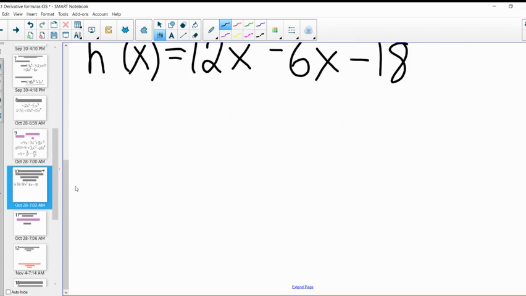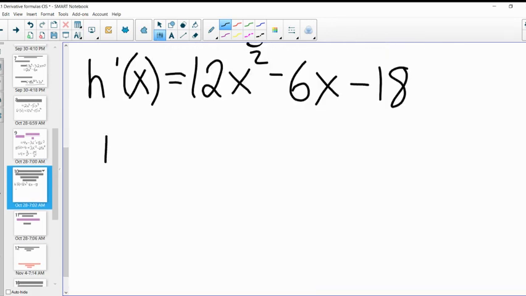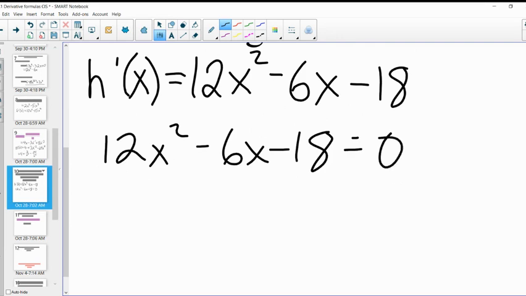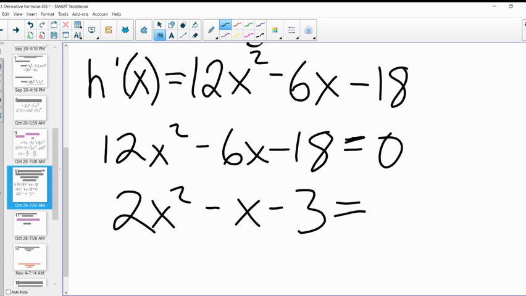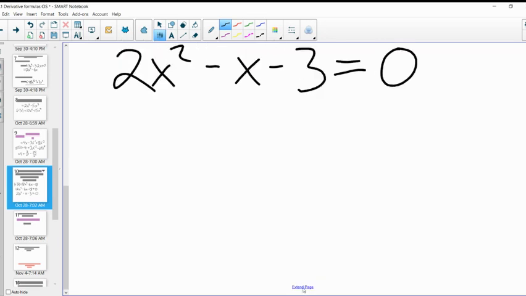So I will have a horizontal tangent line when my derivative is equal to 0. So let's set it equal to 0. 12x squared minus 6x minus 18 is equal to 0. I'm going to divide everything by 6. And 0 divided by 6 is still 0. So I can do that.